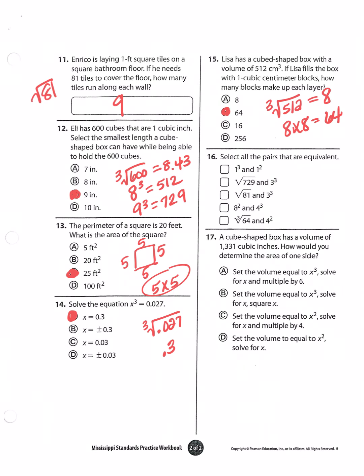Number 16, select all pairs that are equivalent. 1 to the third and 1 squared. Those are both equal to 1. Square root of 729 and 3 to the third.